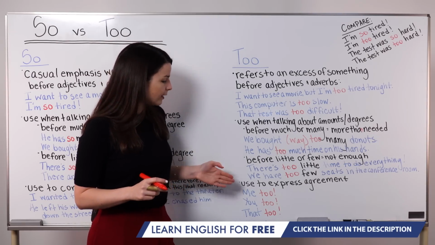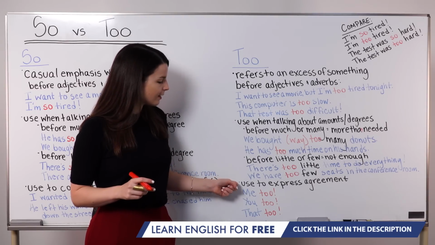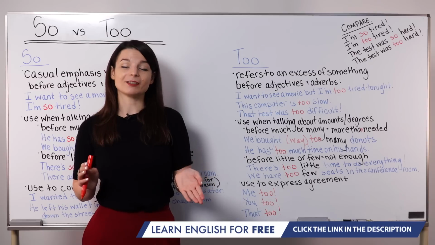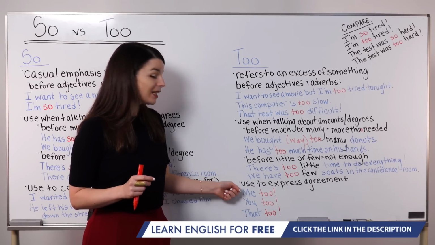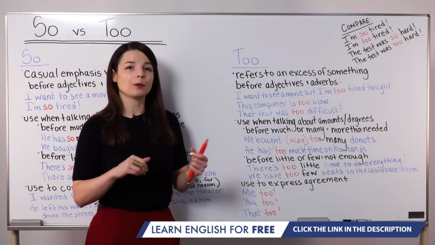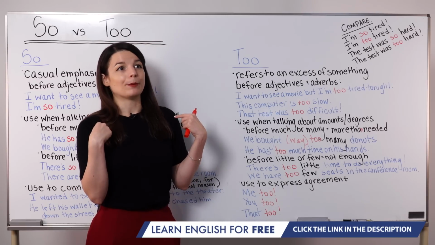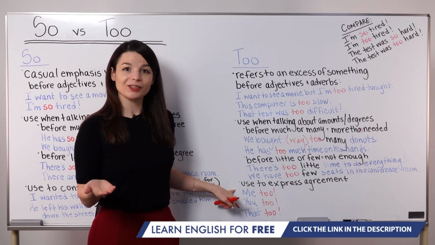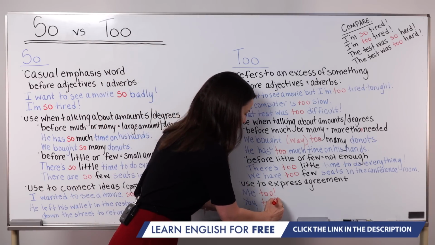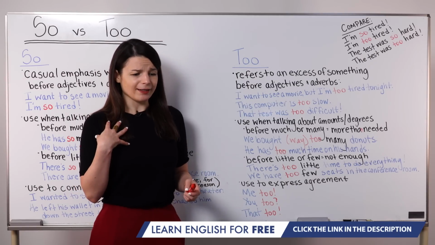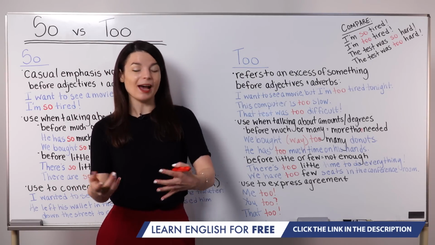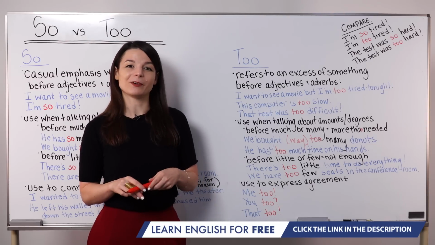Okay. Finally, I want to mention this very common use of too, which is to express agreement. Some examples are me too, and you too, and that too. It means also. For example, I like pizza. Oh yeah, me too. You can use this as a question as well. For example, if you say, I failed the test, and your friend responds, you too? It means also you, as a question.